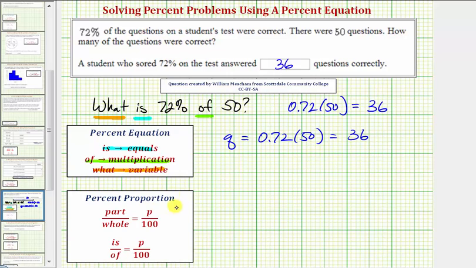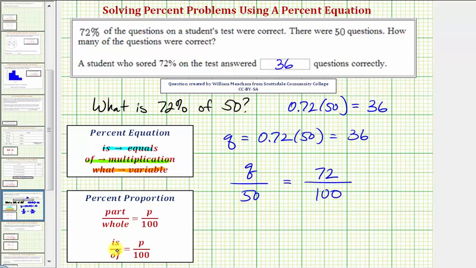Let's also set up the percent proportion. The percent proportion is always in this form here, where we have two ratios, where this ratio has 100 on the bottom. And now to answer the question, because we're given the percent, and the percent is a number compared to 100, the 72 goes over 100, and the second ratio compares the part to the whole. So in this case, we would be comparing the number of correct questions to the total questions, and we're trying to figure out how many are correct, so we'd have Q to the total of 50.